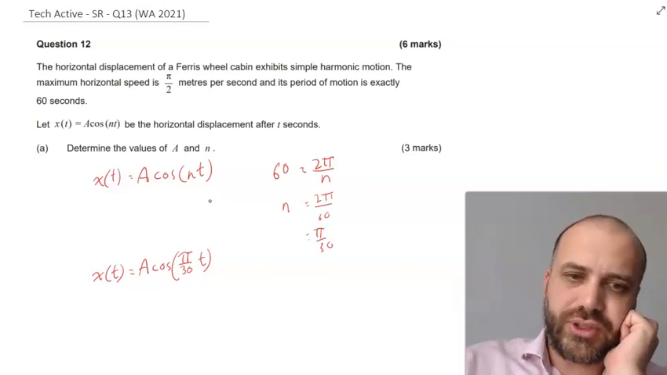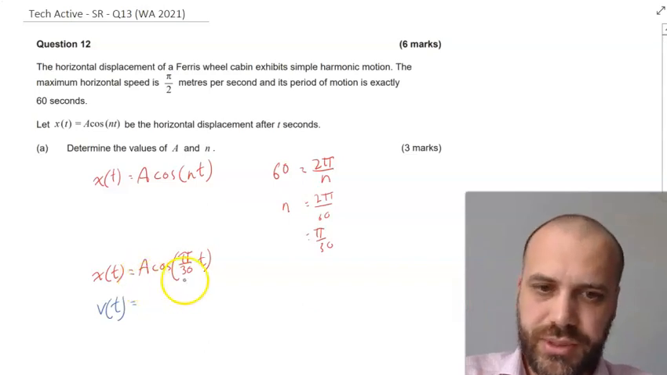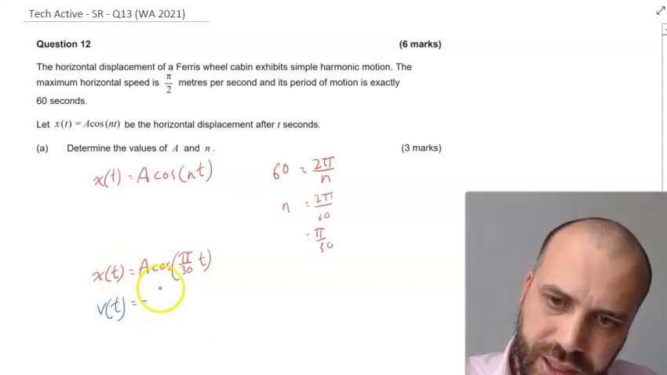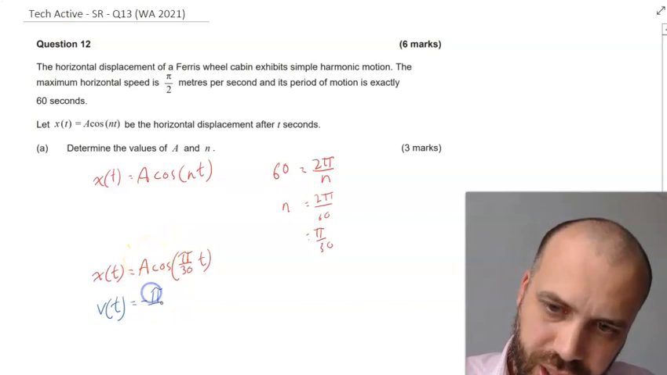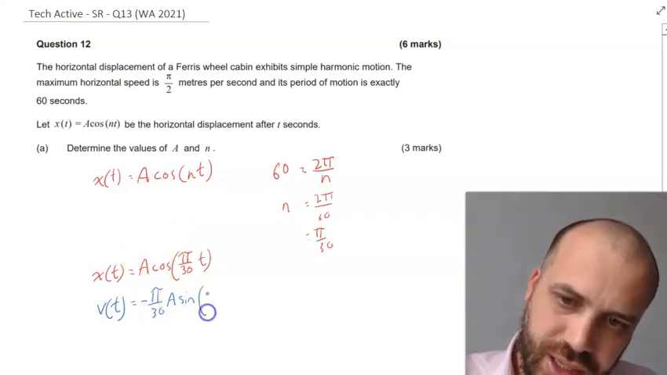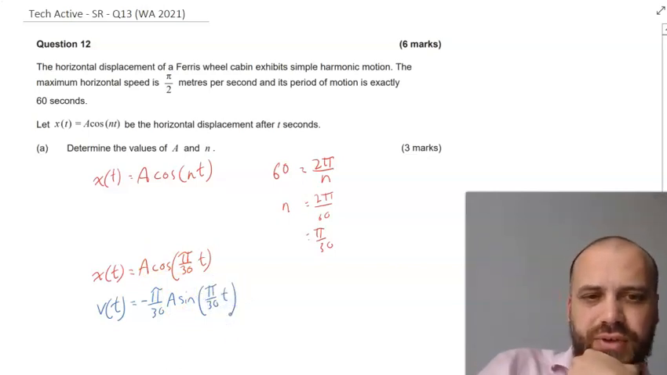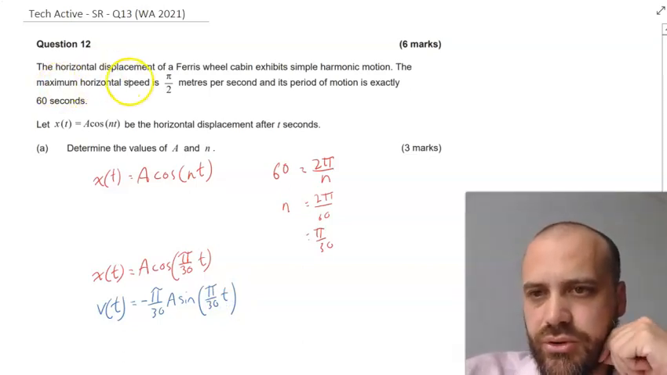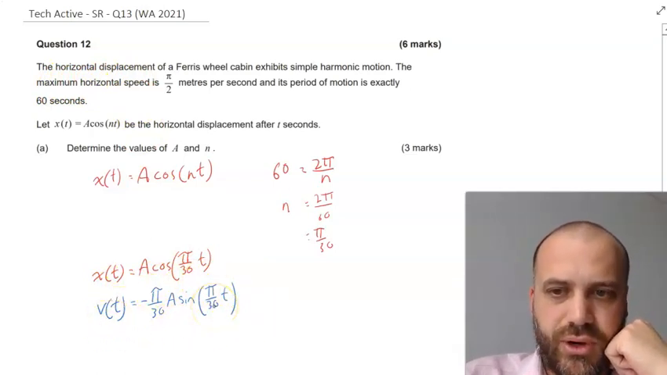So if I knew a velocity function, I could work with that. Now the velocity function is going to be the derivative of the displacement function. So it's going to be negative. Bring the pi on 30, the derivative, out the front. So pi on 30a, the cos becomes a sine, and the stuff in the brackets remains the same. So now I have a velocity function, and I know that the maximum horizontal speed, the maximum of our velocity, is pi on 2.